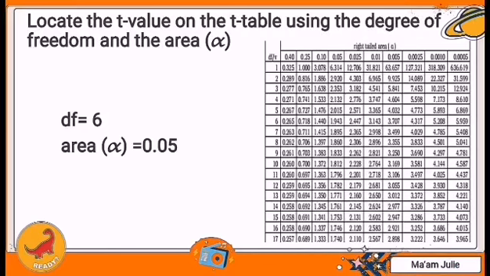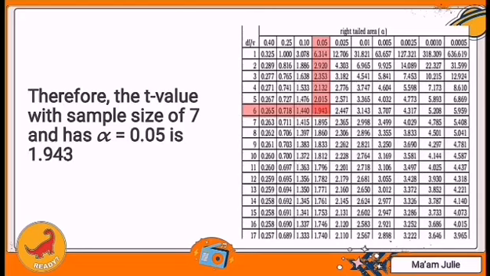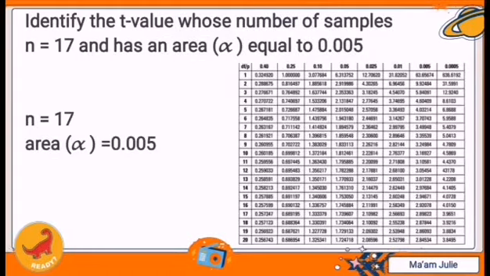Locate the t-value on the t-table using the degree of freedom and the area. Our degree of freedom is equal to 6 and our area is equal to 0.05. Therefore, the t-value with sample size of 7 and has an area equal to 0.05 is 1.943.